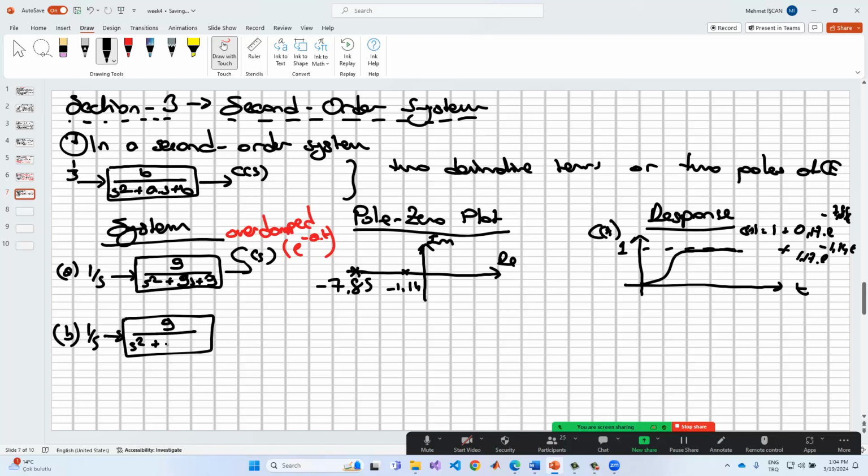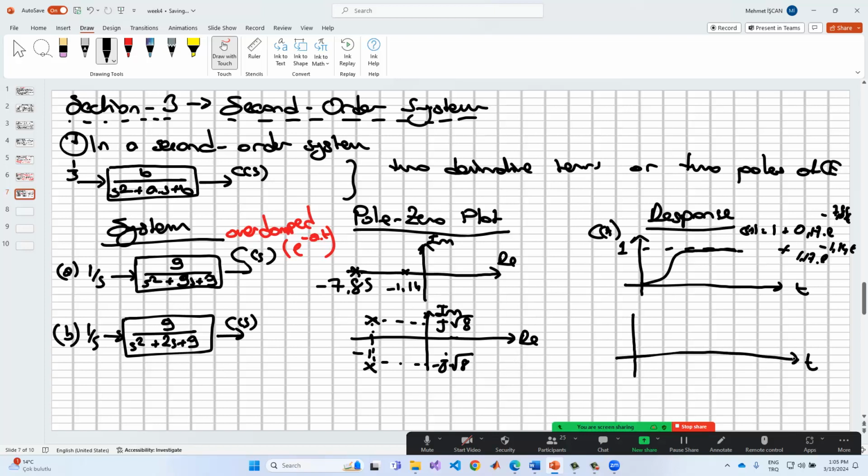Okay. And so, if we choose the 1 divided by S, our system as 9 divided by S square plus 2S plus 9, and CS can be given in here. And so we have the pole zero representation with the minus 1, and this minus 1 creates two poles at J times square root of 8 and minus J times square root of 8, okay? And so, in the CT graph, we have t and ct, which is given in the last response. We have just this oscillation situation for the 1.0. This is the final value of these terms.